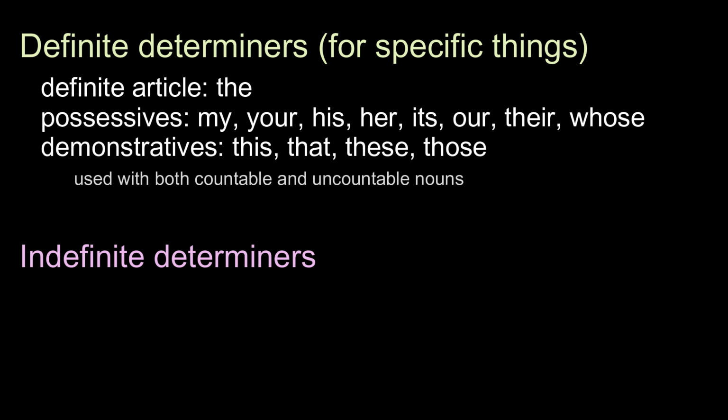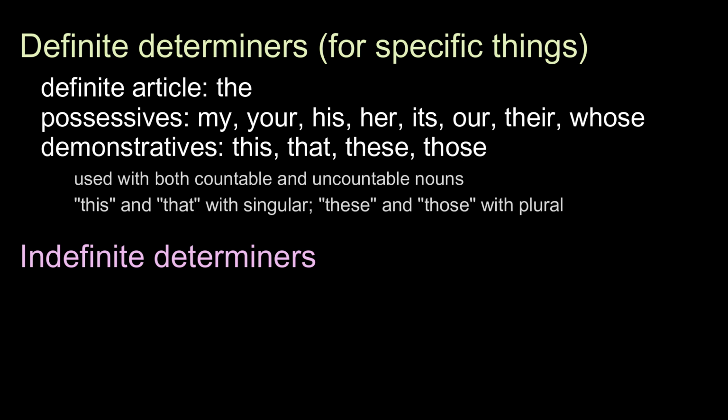Definite determiners can be used with both countable and uncountable nouns, while the definite article and possessives can be used with both singular and plural nouns. The demonstratives do make a distinction in number. This and that are used with singular nouns, and these and those are used with plural nouns.